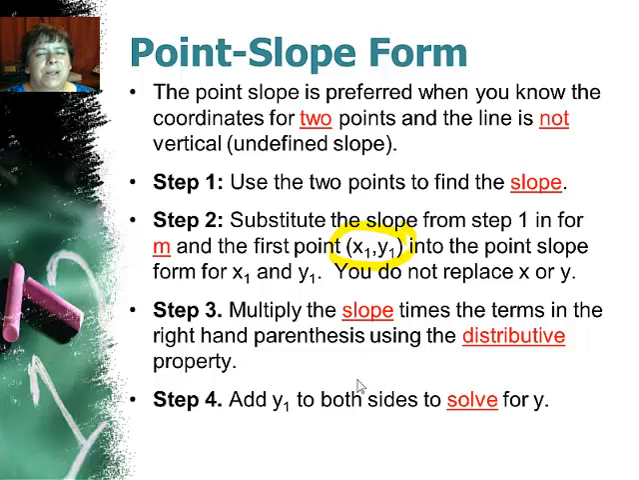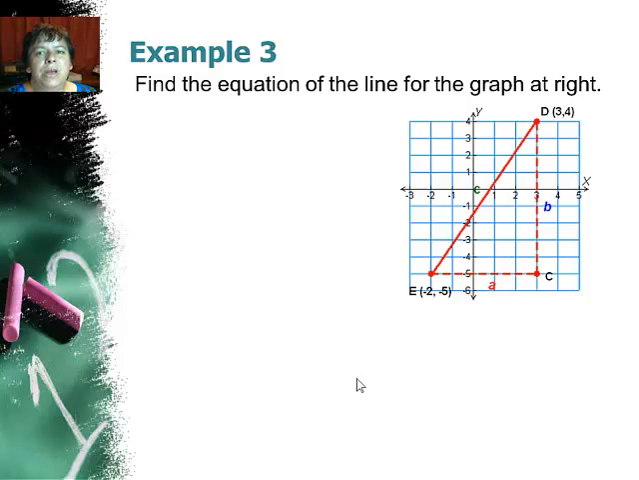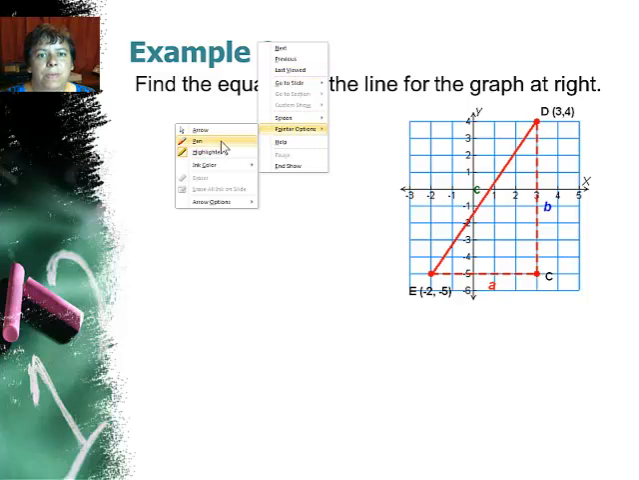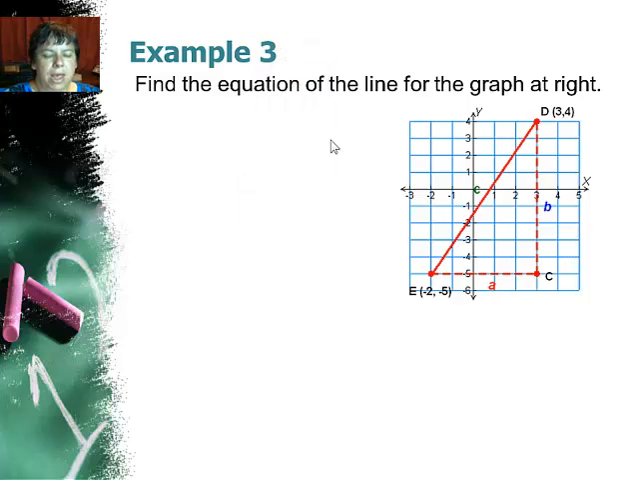It'll be clearer when we go through an example. So let's go ahead and do that. Here I have an equation for the line at the graph at right. Now I can use the 2 points or the slope of a line formula, let me write that out for you, just so we know it. The slope of a line is m equals y2 minus y1 over x2 minus x1.